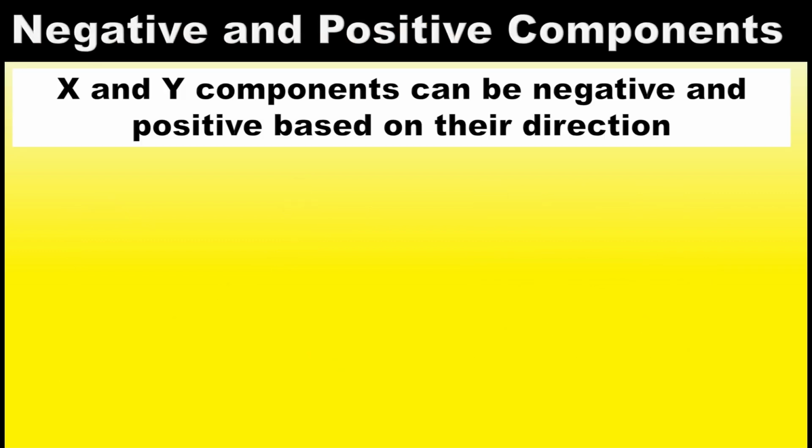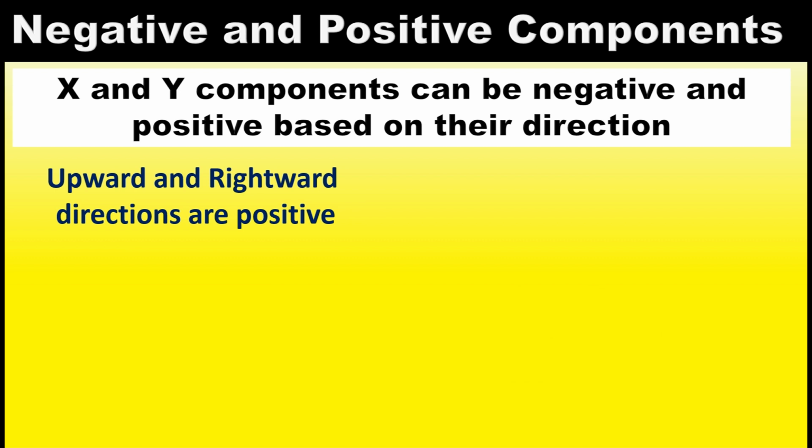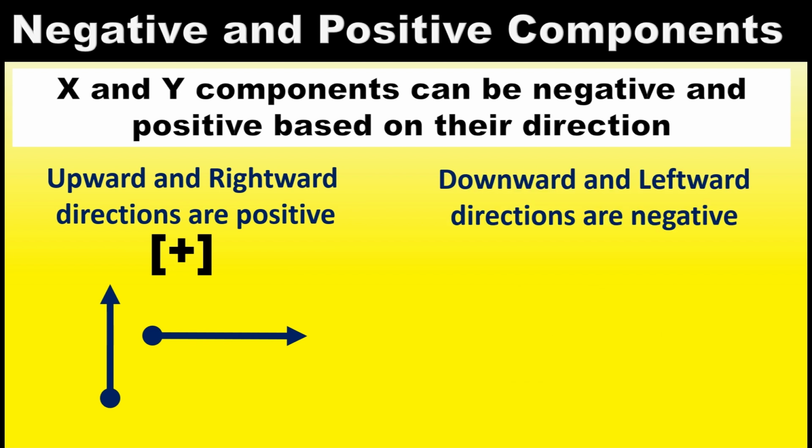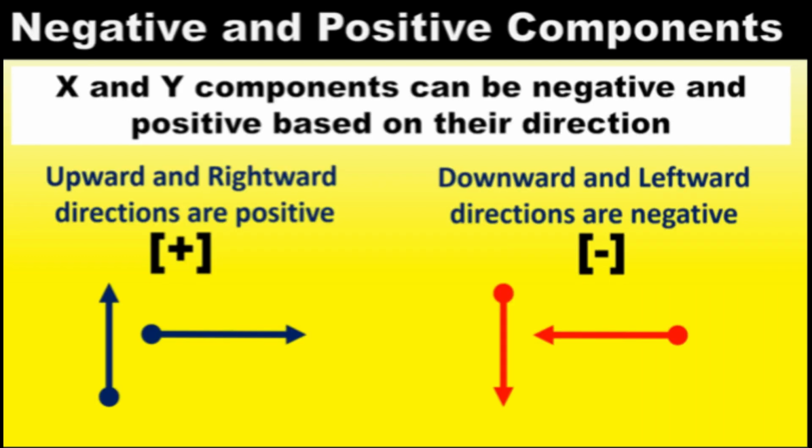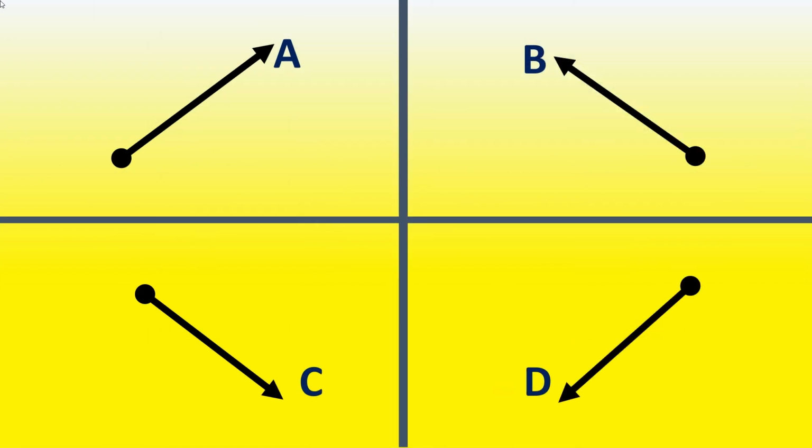Components of vectors directed at an angle can be negative or positive, depending on their direction. Vector components which are directed upward and to the right are positive, while vector components which are directed downward and towards the left are negative. Let us evaluate the x and y components of vectors a, b, c, and d based on their directions.